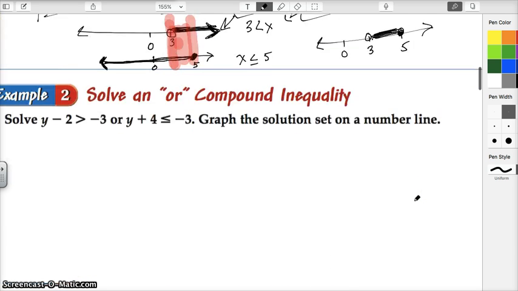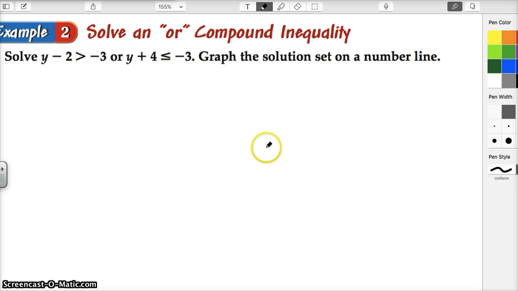Let's take a look at this next example, example 2. Solve an OR compound inequality. So when you have an OR compound inequality, you pretty much have to solve these separately and then just join all of it together because this is a union. I'm just bringing 2 things together, this or that.